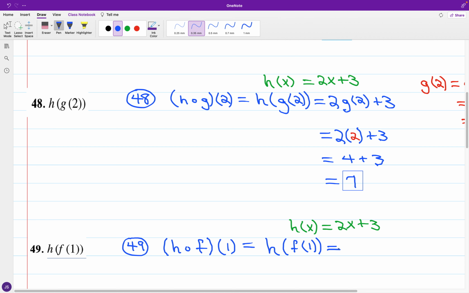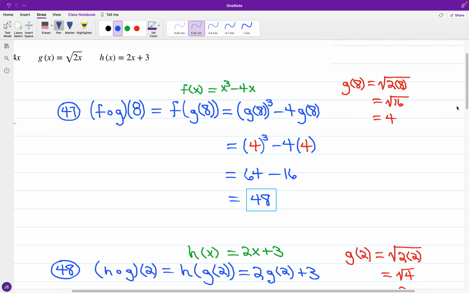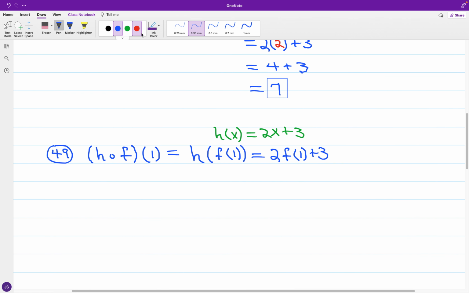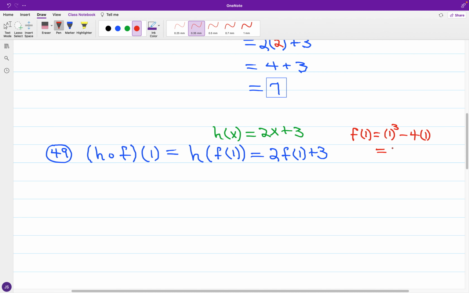And so on the parallel note, with f of 1 in place of x, we're looking at 2 times f of 1 followed by the addition of 3. And again, with our function f, f of the input is equal to the cube of the input minus 4 times the input. So in this case, we have f of 1. So we have 1 cubed minus 4 times 1. 1 cubed is 1. We have minus 4. And 1 minus 4 will be negative 3.